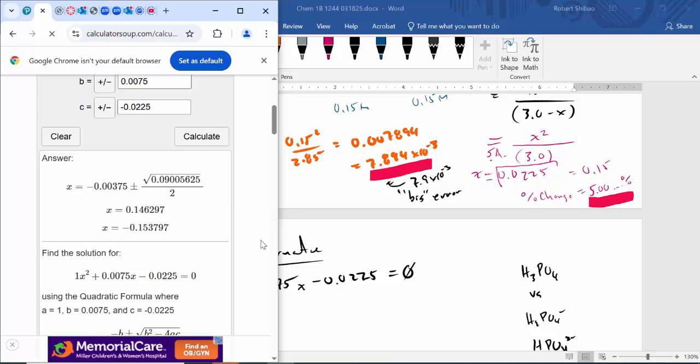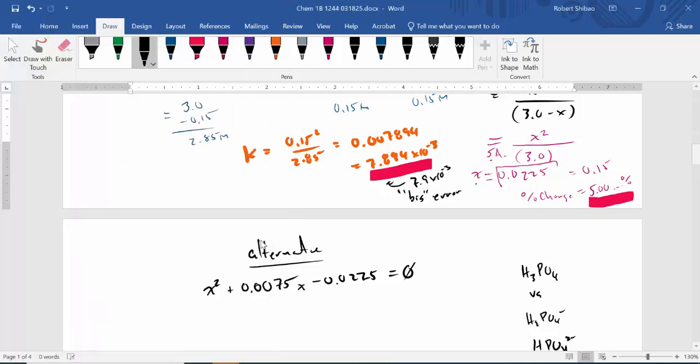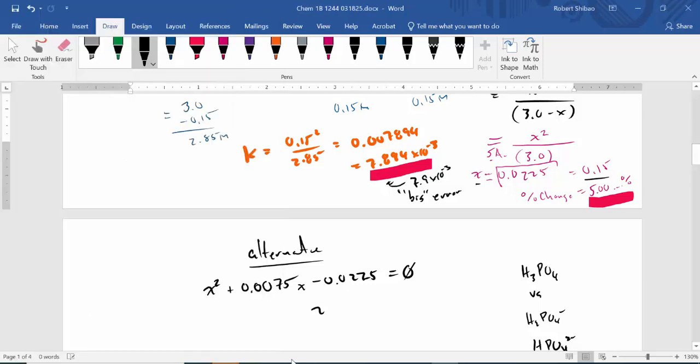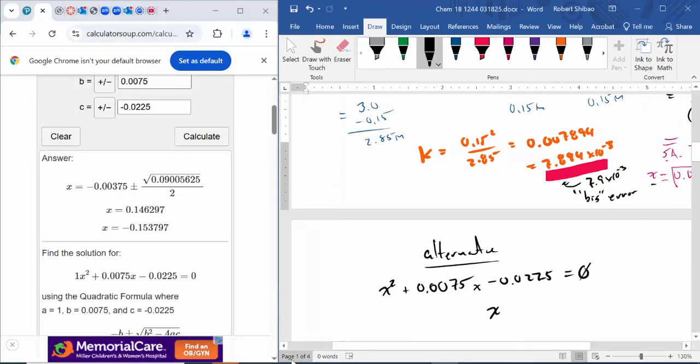So you might think, well, with the simplifying assumption, we got an x value of 0.15. However, if we use the quadratic formula, we get an x value that is 0.146297.